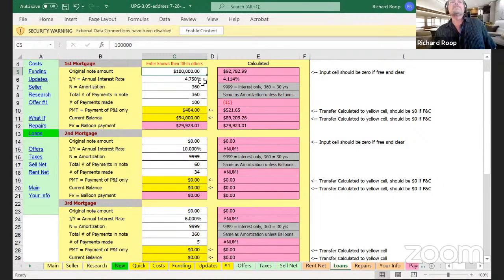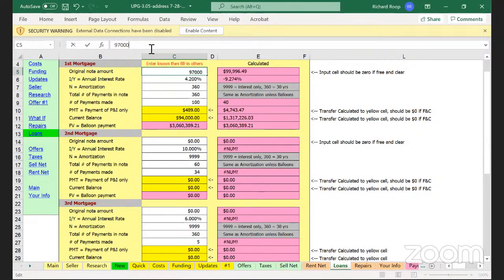Well, if he borrowed 100 at 4.2%, the payment would be 489, and the balance would be 83. So he borrowed 97,000. That's why we need these numbers, so we don't have to guess too much. But he borrowed, let's see. I can tell you he borrowed the amount. It's 110. Sales price was 110.